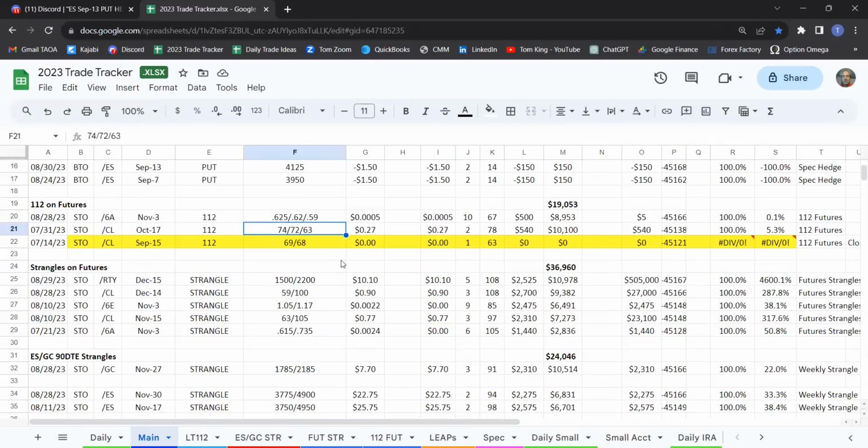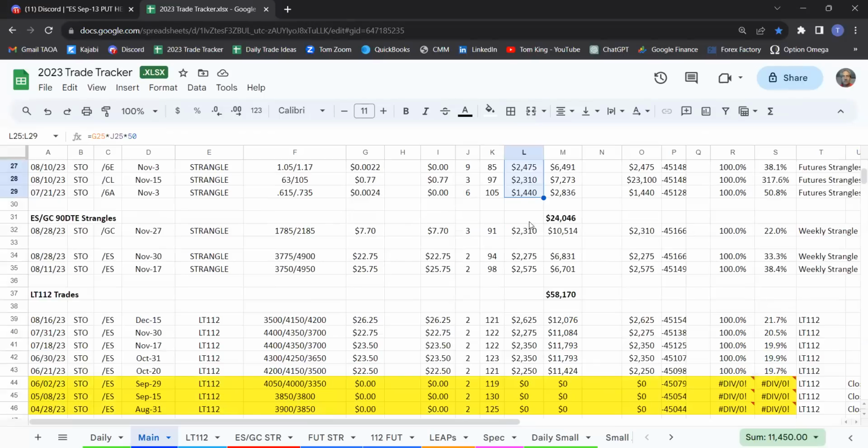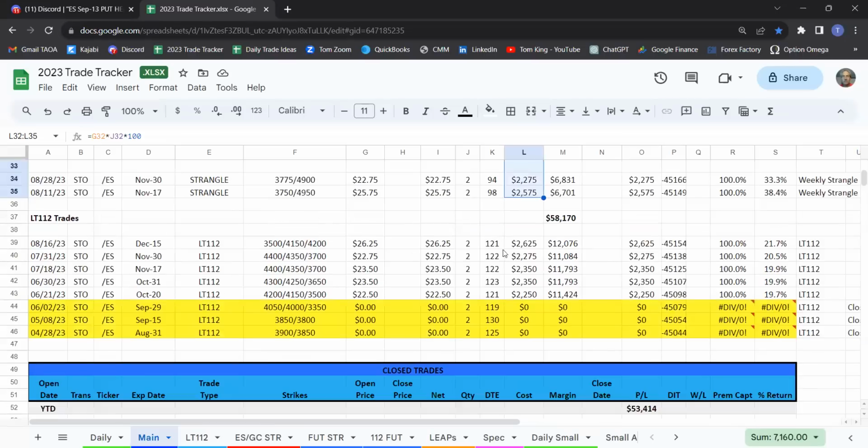112s on futures, I typically won't hedge those because they're 20% out of the money, and I have a put debit spread, and I could take assignment on something 20% out of the money. We'll see. Strangles on futures, I will hedge strangles. And then these other strangles on GC and ES, I will hedge those. And then these long-term 112 trades on ES, I will not hedge those because I don't really hedge 112 trades. They're so far out of the money.